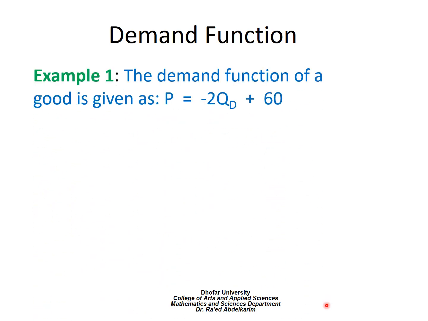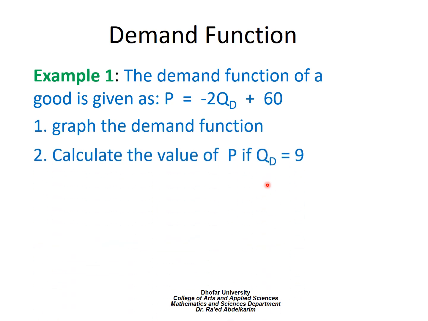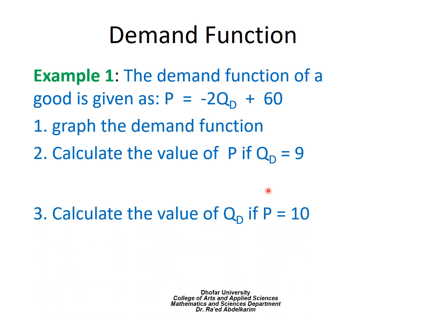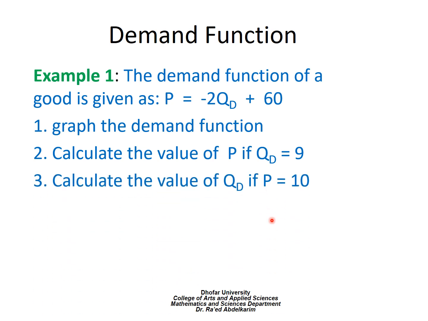Let's have this example. Example number 1. The demand function of a good is given as P equals minus 2QD plus 60. Again, this is a negative number. So what we need to do here is, number 1, graph this function. Number 2, calculate the value of P, the price, if QD equals 9. And number 3, calculate the value of QD, the quantity demanded, if the price P equals 10.